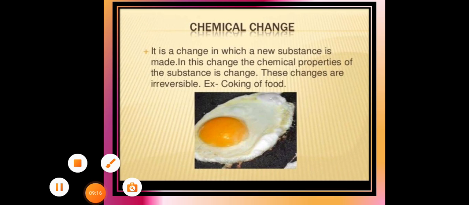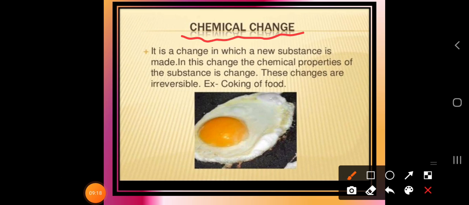Let us take our next concept, that is the chemical change. Dear students, a chemical change is a change in which a new substance is made. So, a new substance is formed here, and in this change the chemical properties of the substance are changed, and these changes are irreversible. For example, when your mother is preparing food for you, you may find some extra taste in it. How is it possible? Because there we add some ingredients.